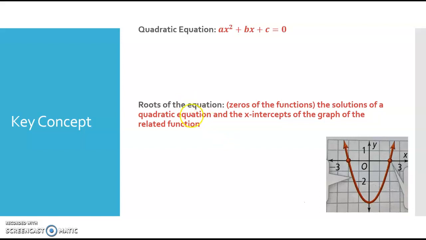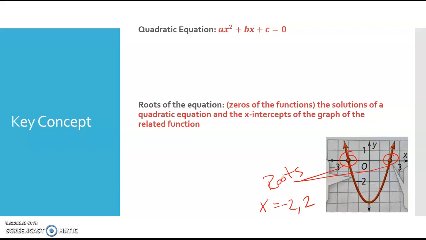So when we talk about the roots of the equation, these are the solutions. Solutions are answers of a quadratic equation and the x-intercepts of the graph. So in this picture, these are the roots. And from this, I know that my answers, x will equal -2 and 2. And that's how we find our roots.